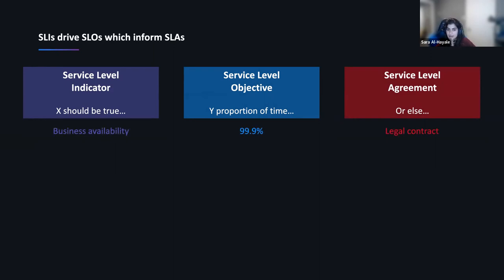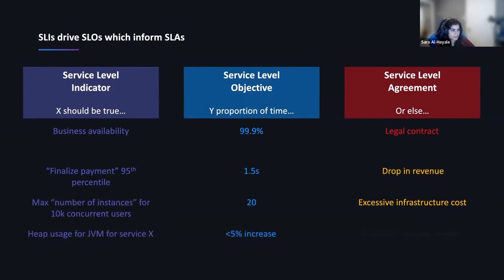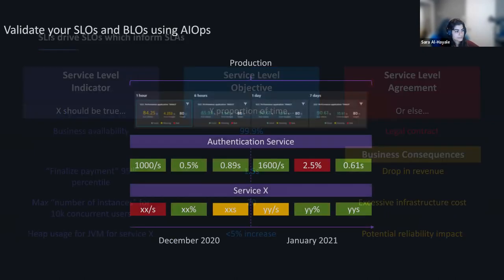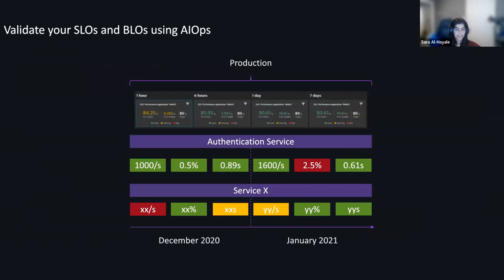So how do we then do that with AIOps? How do we make sure that we finalize payments in the 95th percentile in 1.5 seconds and things like that? Once you define what is critical to you, we can then set tests. Since we're monitoring all of this in an AIOps tool, we're able to automate this hands-off, and we can then set these thresholds.